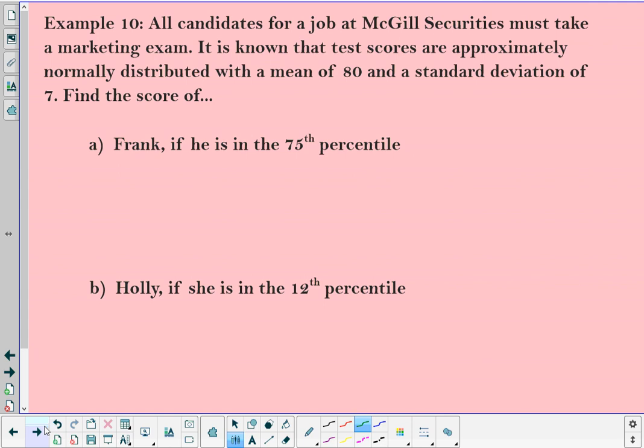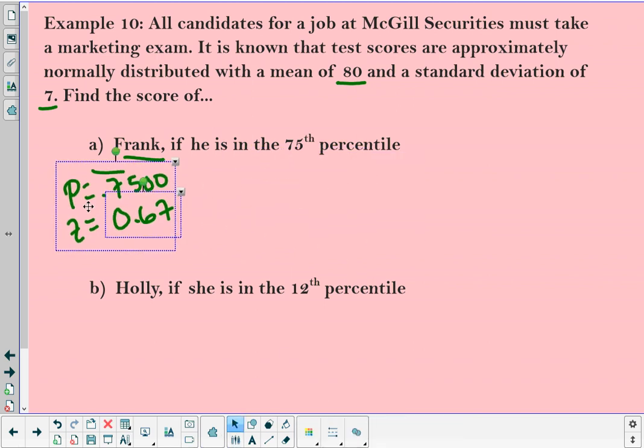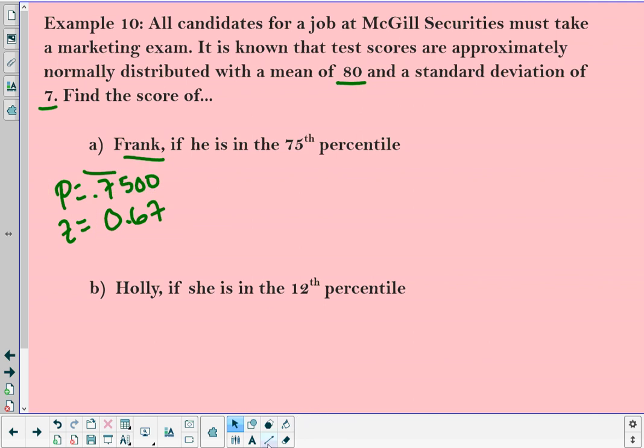In example 10, it says all candidates for the job at McGill Securities must take a marketing exam. It is known that the test scores are approximately normally distributed with a mean of 80 and a standard deviation of 7. Find the score of Frank if he is in the 75th percentile. That means Frank has a score of 0.7500. Find the z. The z-score associated with 0.7500 is equal to 0.67. So my probability is 0.75. My z-score is 0.67. I'm finding x.